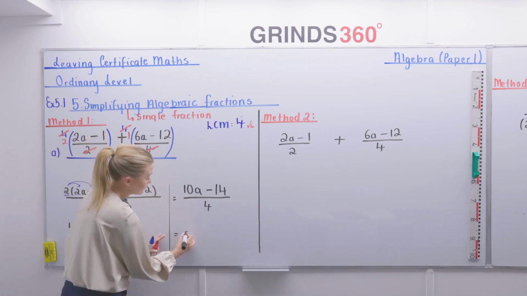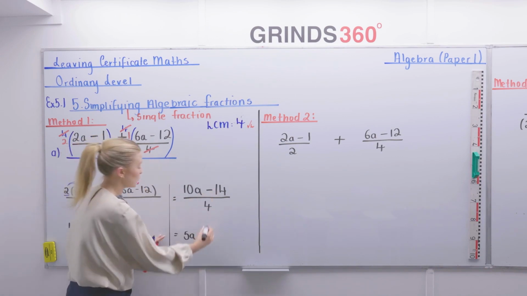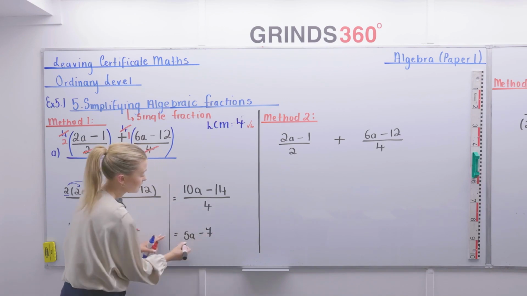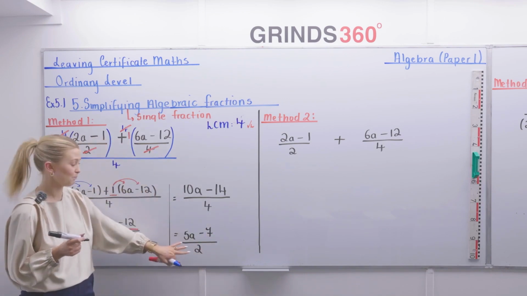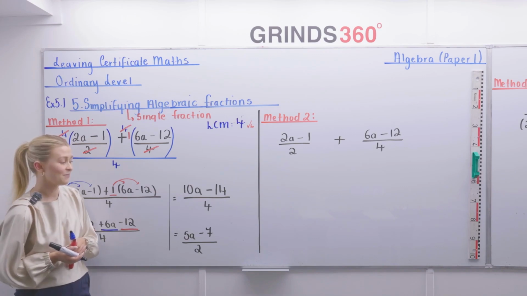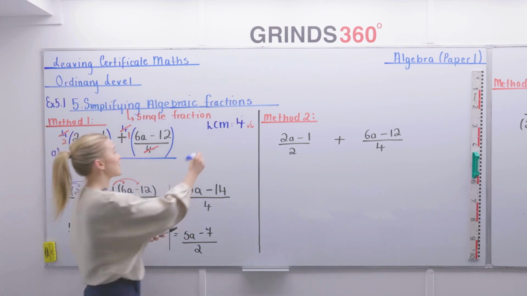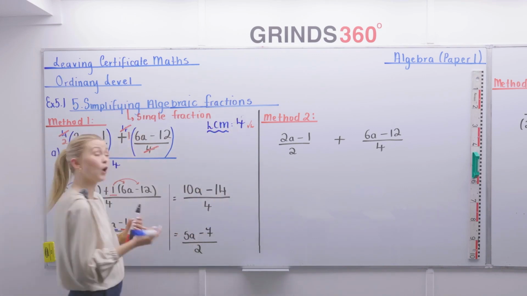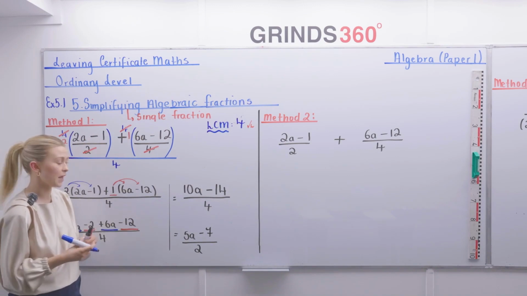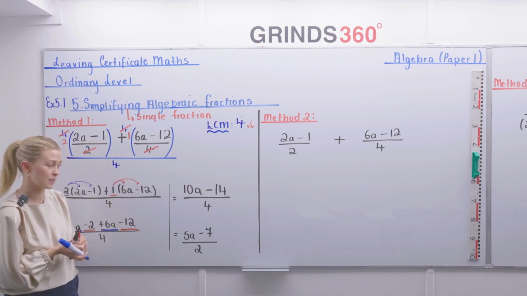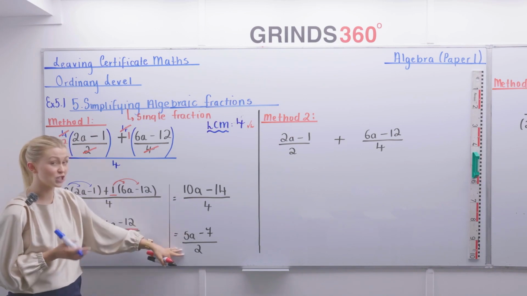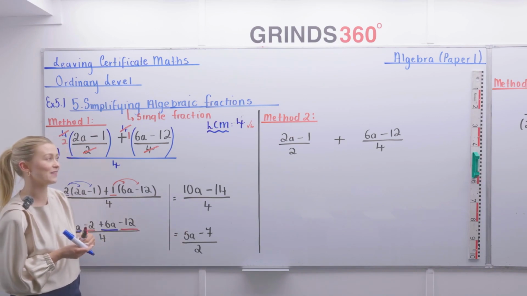2 into 10 goes 5 times, so I'm left with 5a. 2 into 14 will go 7 times, and 2 into 4 will go twice. So if I want to simplify it down fully, here's my answer. Now that's method number 1, using my lowest common multiple of those denominators to find a single fraction and simplify it down as small as I possibly can. A little bit of factorization technically there, but I didn't want to dive too deep on that.